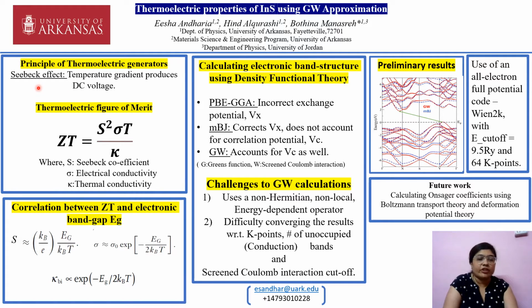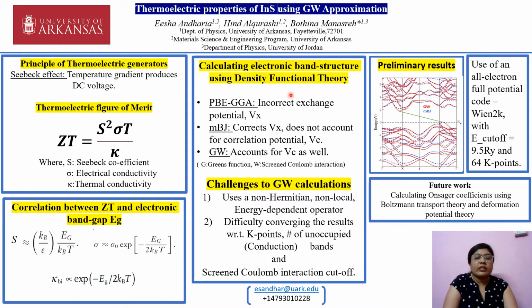And this conversion efficiency depends on the thermoelectric figure of merit ZT, which is given by S squared sigma T upon kappa, where S is the Seebeck coefficient, sigma is the electrical conductivity tensor, and kappa is the thermal conductivity tensor. So the most important parameter that we gain from any electronic structure is the band gap value Eg. And as you can see, all the three quantities S, sigma and kappa depend on Eg in different ways.